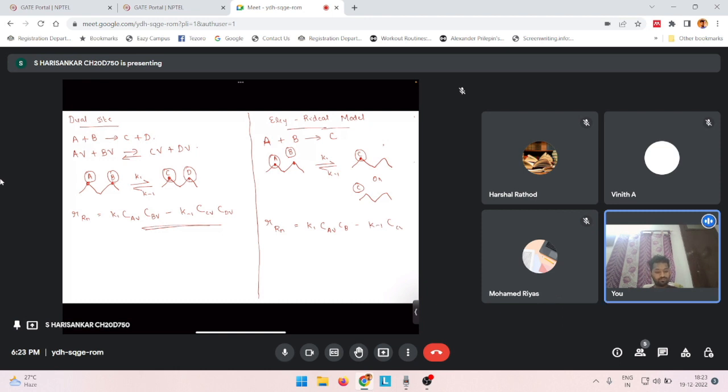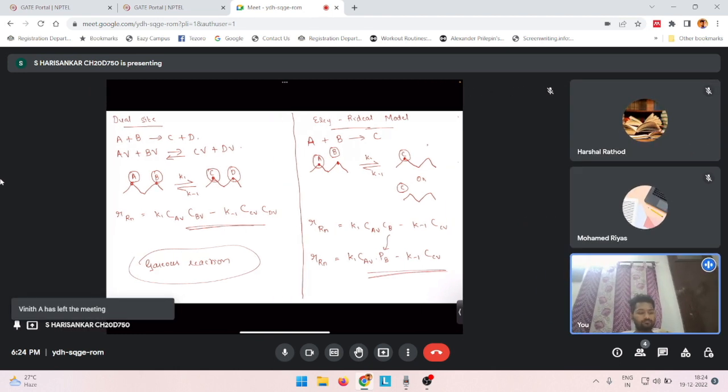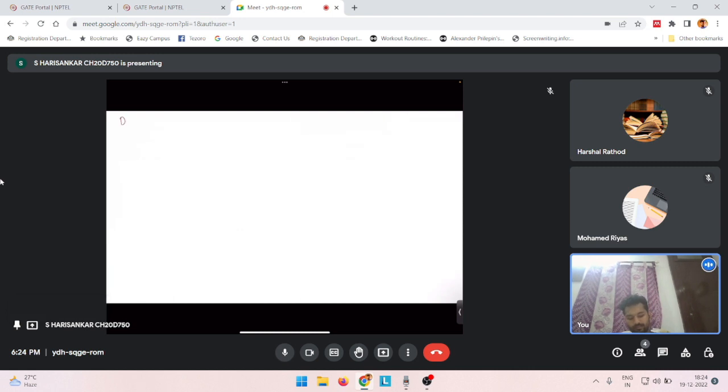But also one more thing that you should note is, as I just said, if you assume these are in gaseous phase, or these reactions are gaseous in nature, you can write this rate of reaction as K1 C_AV into P_B, which is the partial pressure of B, minus K minus 1 C_CB. Right, so this C_B will become P_B, partial pressure of B. So this is just the brief equations for surface reactions, and pretty much the same thing you can apply for desorption steps as well.